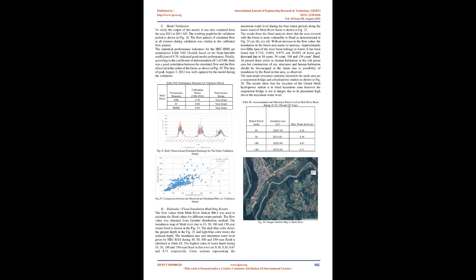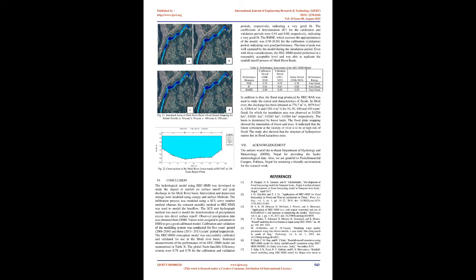Fig 17 shows a scatter diagram of the simulated flow and the measured flow, and shows a strong positive correlation, 0.81. The model simulated the daily flow series very well, but the peak flow was underestimated. Except for the extreme peaks, the HMS model represented almost all the peaks that were seen around the monsoon of each year. Model validation. To verify the output of this model, it was also validated from the year 2011 to 2013 AD. The resulting graph for the validation period is shown in Fig 18.